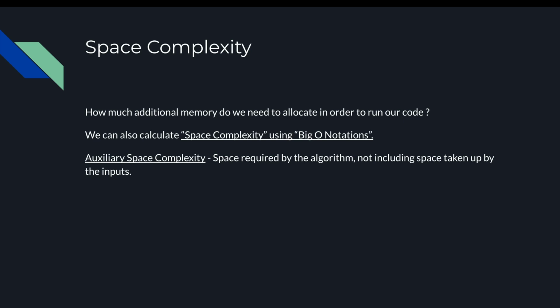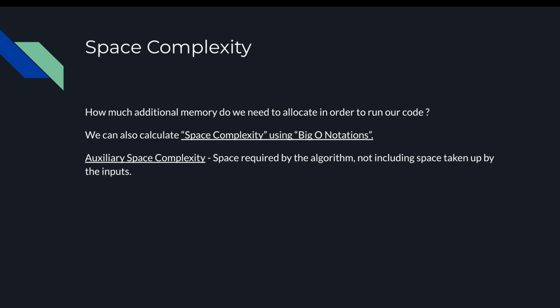Alright, hi everyone. Let's continue with our data structures and algorithm series. Previously, we looked at how to calculate time complexity of our code with the help of big O notations. We also saw some examples like O of 1, O of n, O of log n, and O of n square, which helped us in finding out the performance of our code with respect to the data, right?